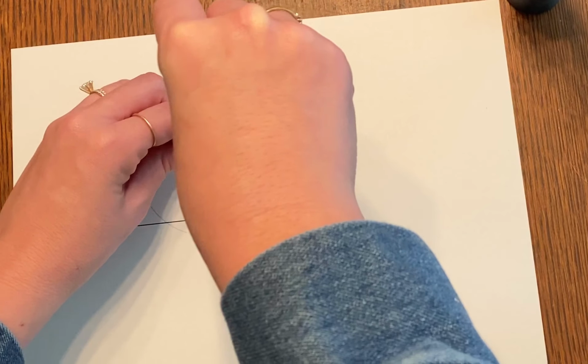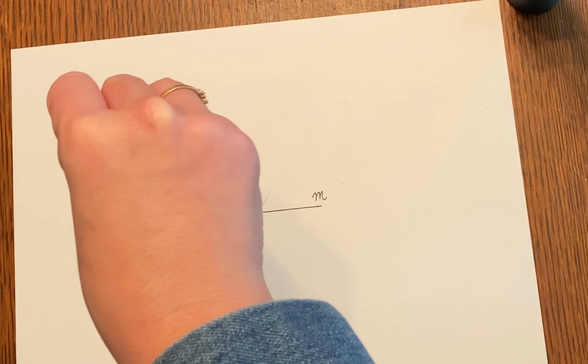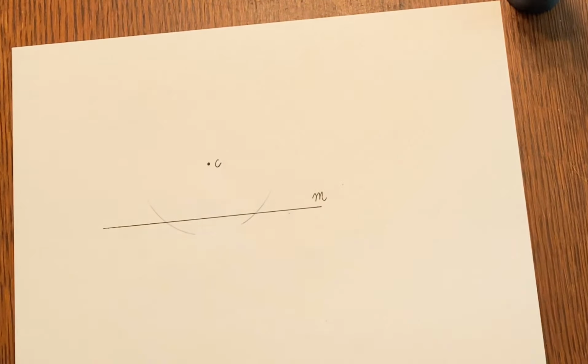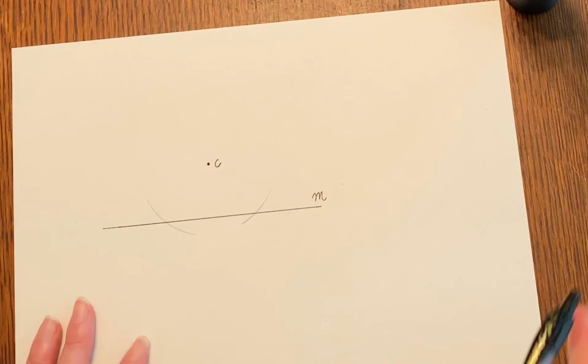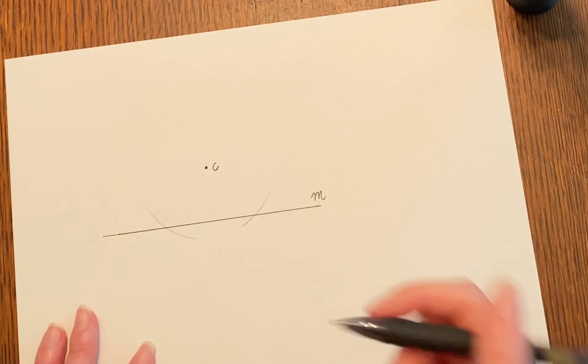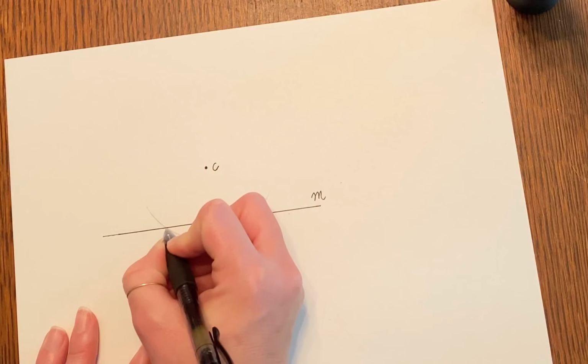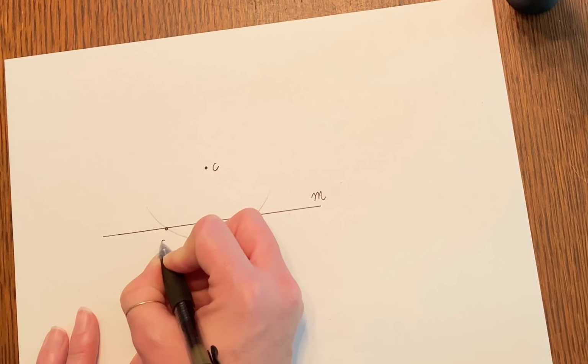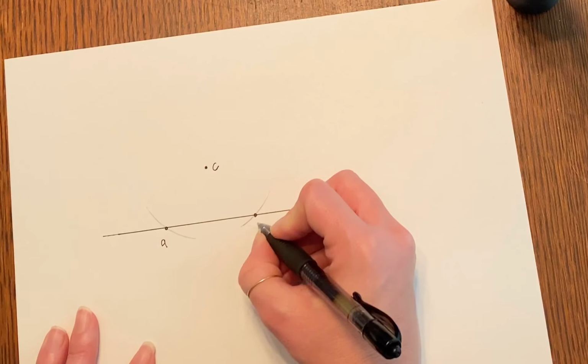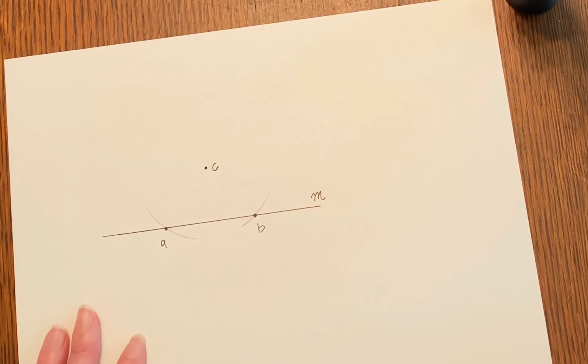It can get confusing when you see a bunch of circles. But I'm just going to create two little arcs right here, because these two little arcs show me where that circle would intersect with this line. Now you can draw a full circle if you wish, but like I said, I just drew two arcs. Okay, so I'm going to mark my intersection points. I'm going to mark this intersection point A, and this intersection point B.